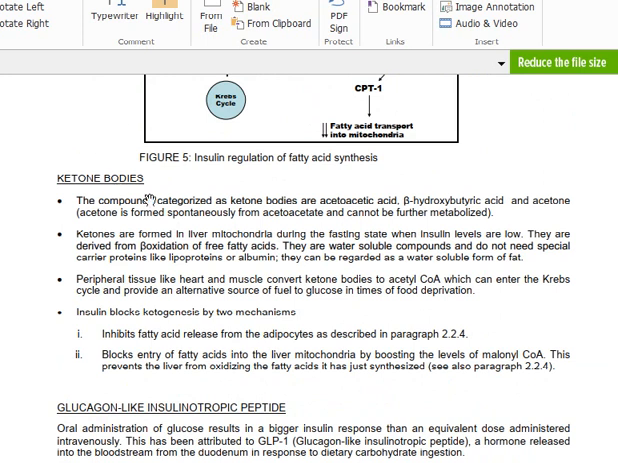Now the next one is ketone bodies. You need to know what compounds are categorized as ketone bodies. The major compounds are acetoacetic acid, beta-hydroxybutyric acid, and acetone. Is it clear? Acetone is formed spontaneously from acetoacetate and cannot be further metabolized. So immediately you have acetone in the body, it's not going to be further metabolized, and it's produced from acetoacetate. Is it clear? Those are the three major ketone bodies present in the body.